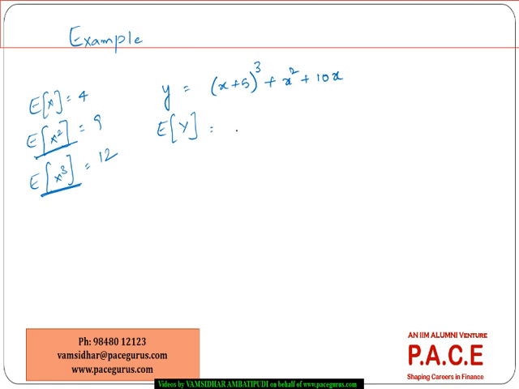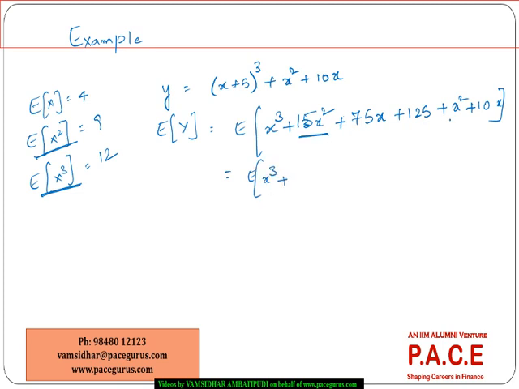So here we are expanding it. This is the expected value of, I'm expanding this, x cube plus 3x squared into 5, 15x squared, plus 3x into 5 squared, 75x, plus 125, plus x squared plus 10x. So this entire thing becomes expected value of x cube plus 16x squared plus 85x plus 125.